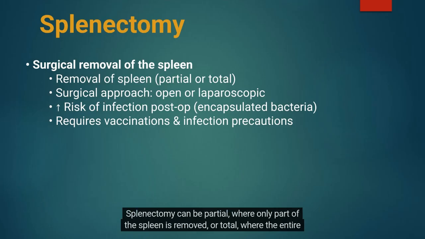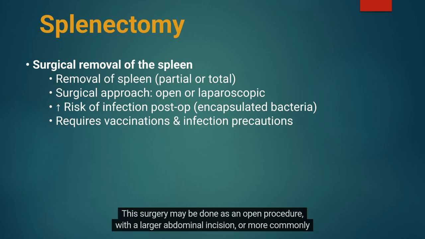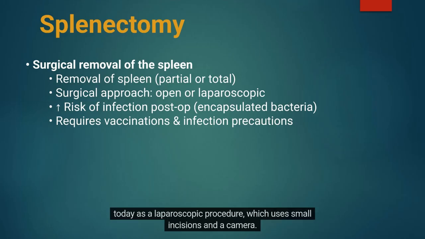Splenectomy can be partial, where only part of the spleen is removed, or total, where the entire spleen is taken out. This surgery may be done as an open procedure with a larger abdominal incision, or more commonly today as a laparoscopic procedure, which uses small incisions and a camera. Laparoscopic splenectomy often allows for shorter recovery times and less pain.